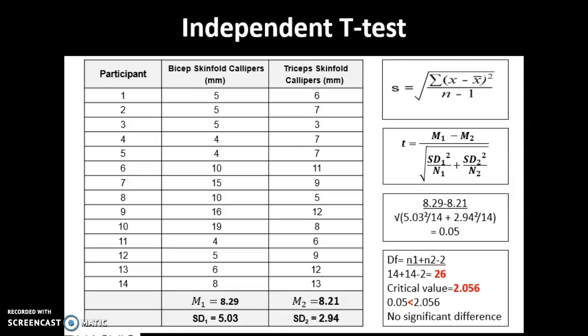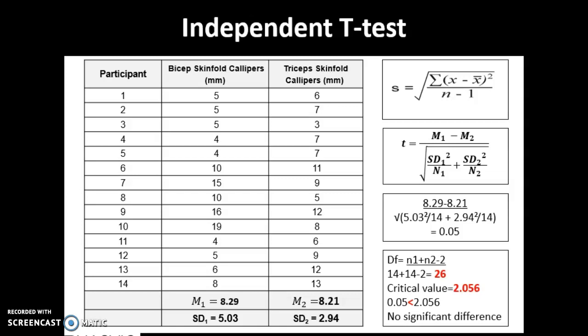Next, you need to find out the standard deviation for each set of data by using the formula in the top right hand corner. This gave me 5.03 for standard deviation 1 and 2.94 for standard deviation 2. I now have all the values needed so I can put it into the formula. This gives me 8.29 minus 8.21 over the square root of 5.03 squared over 14 plus 2.94 squared over 14. This gave me a t-value of 0.05. The t-value measures the difference in mean values relative to the variation in your sample data.